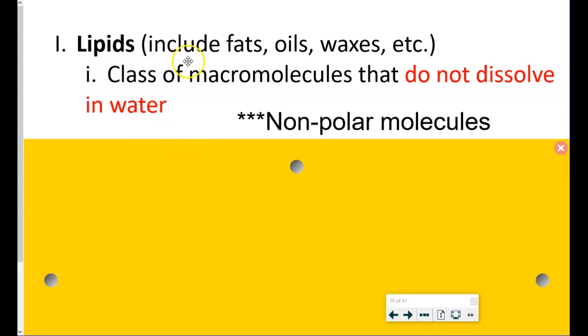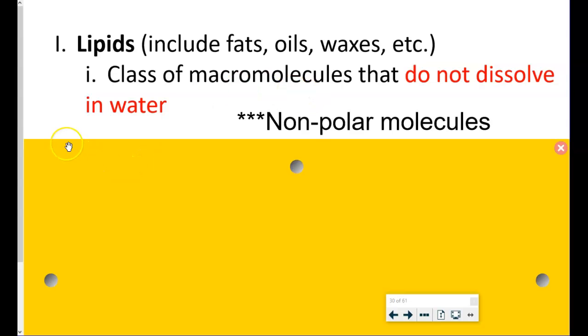All right, so lipids include fats, oils, and waxes, and what makes them different is they're a class or a group of macromolecules that do not dissolve in water. The chemistry term for that is a nonpolar molecule. So it doesn't have a north and south pole with an attraction. It's just neutral all over the place.